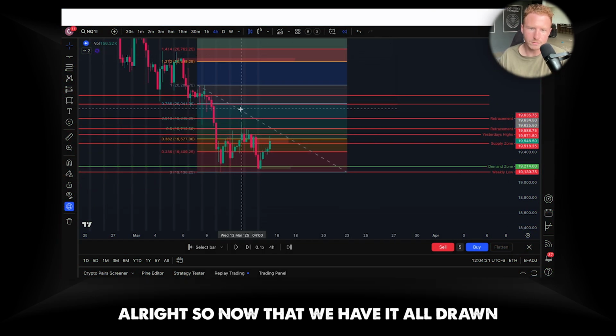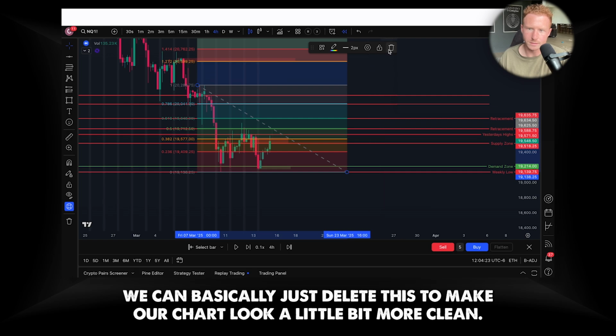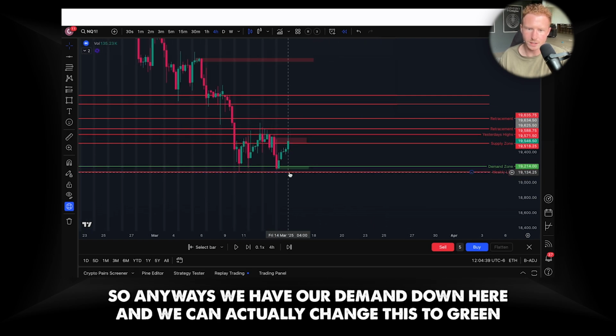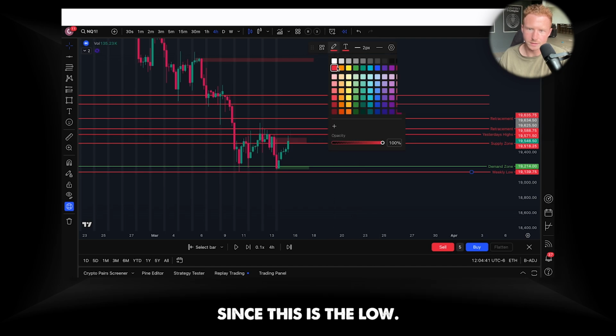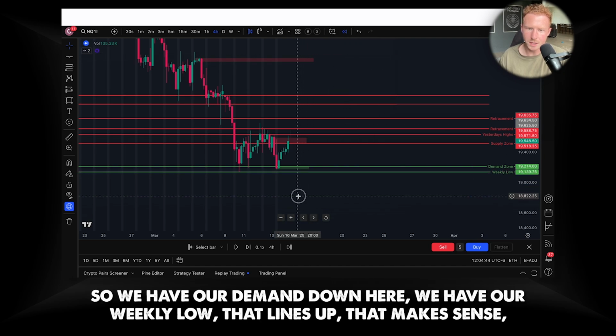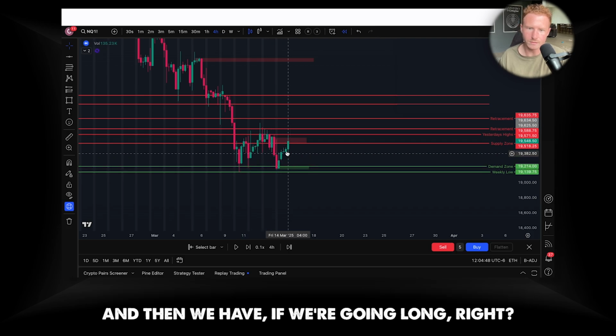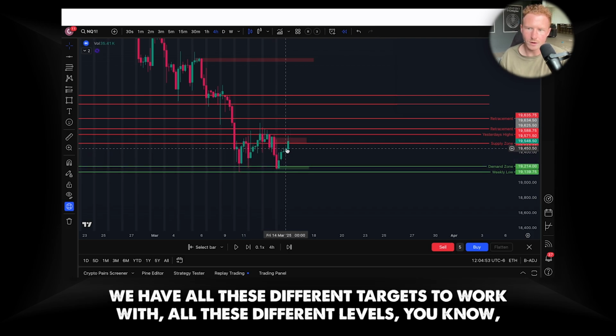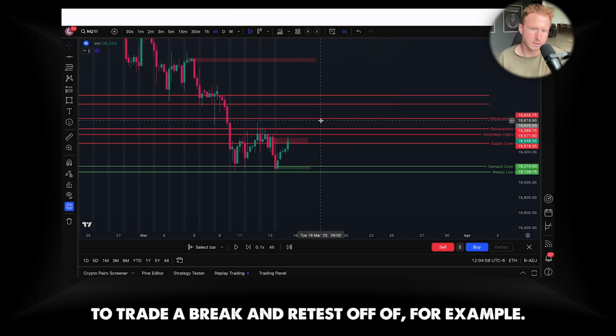All right, so now that we have it all drawn, we can basically just delete this to make our chart look a little bit more clean. So anyways, we have our demand down here, and we can actually change this to green since this is the low. We have our weekly low, that lines up, that makes sense. And if we're going long, right, we're bouncing off our weekly low, we have all these different targets to work with, all these different levels, to trade a break and retest off of, for example.